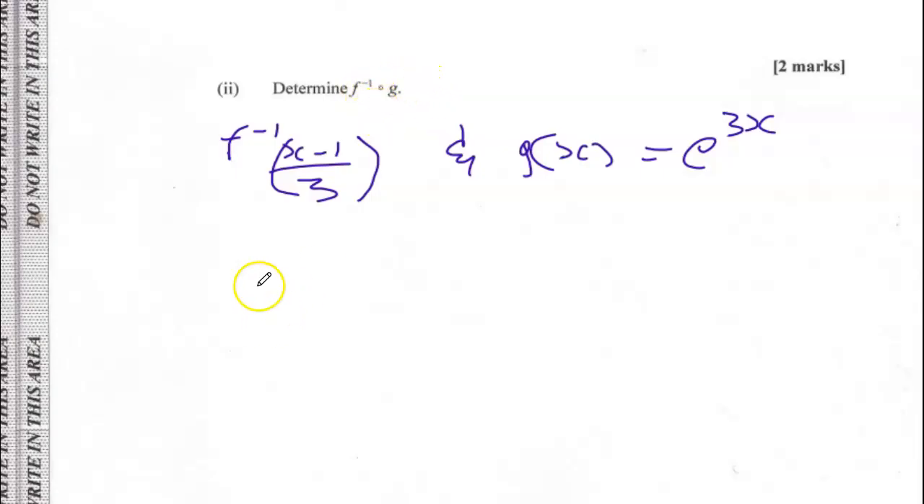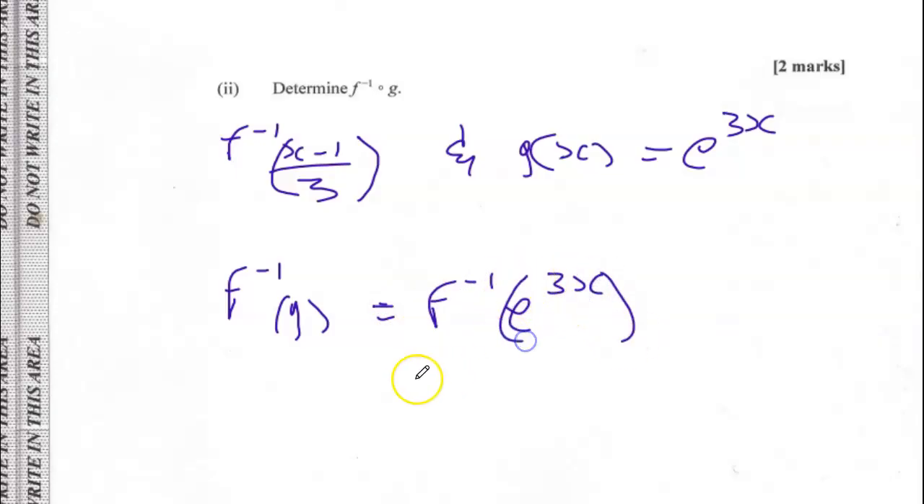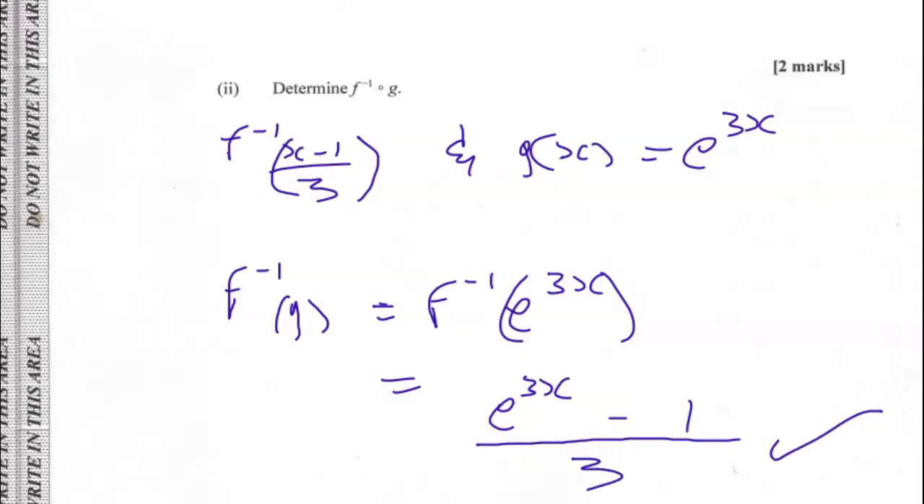Now we are asked for f inverse of g. Now there is f inverse. Remember f inverse was x minus 1 over 3, right? So f inverse of x is x minus 1 over 3. And g of x is e to the 3x. So f inverse of g would be f inverse of e to the 3x, right? Because g is e to the 3x. We sub it into the inverse. Replace x with e to the 3x. And we end up with that.